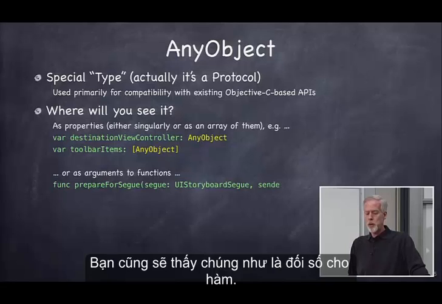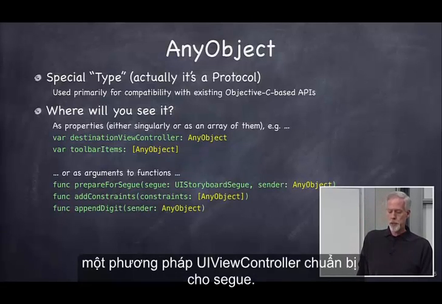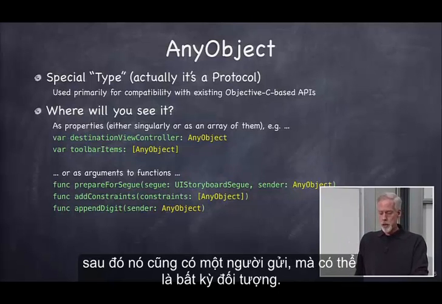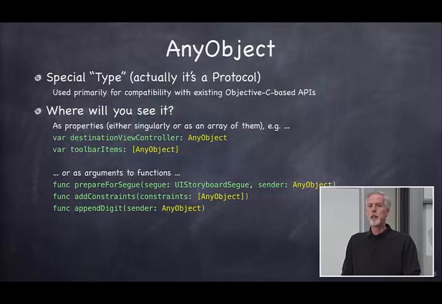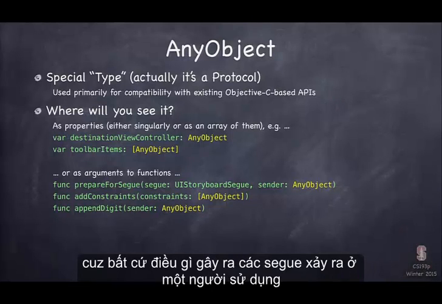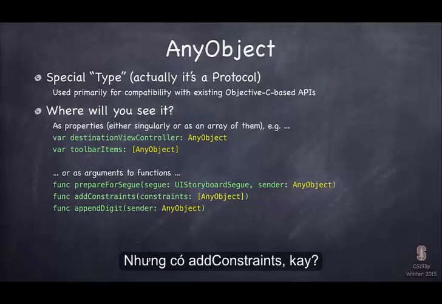You'll also see them as arguments to functions. Like here's a UIViewController method prepareForSegue. It takes a normal argument there, segue, but then it also takes a sender, which can be AnyObject. Now in that case, it kind of makes sense because it really could be any object, because whatever's causing the segue to happen in your user interface could be any object, so that would make some sense.